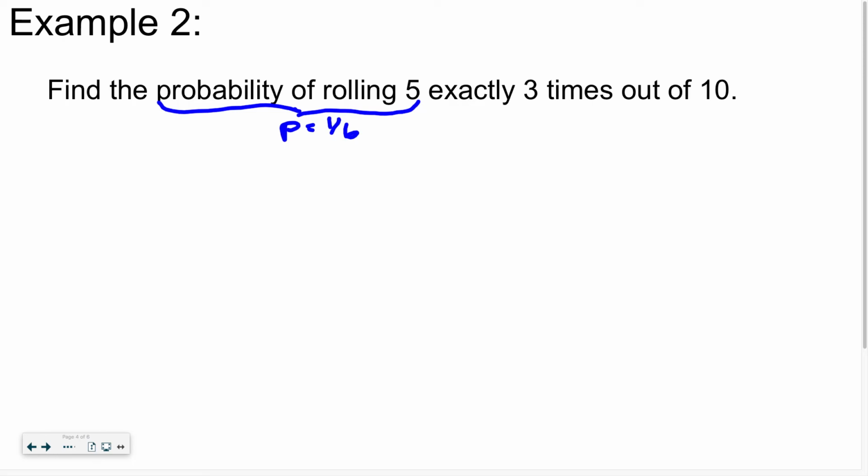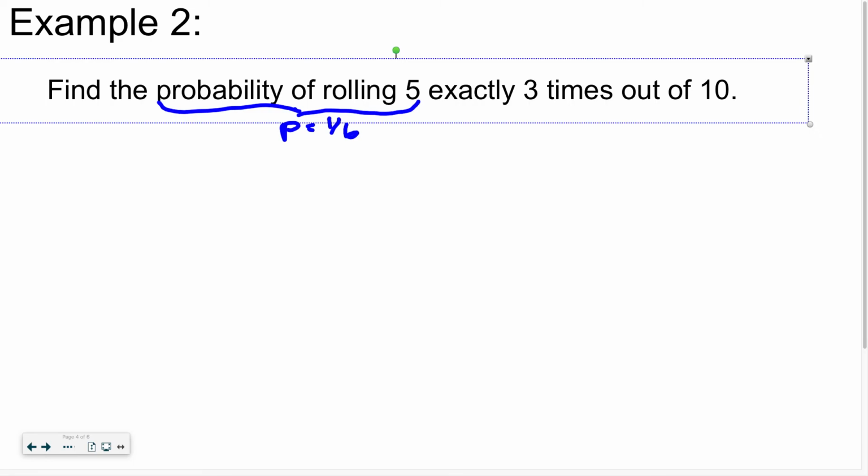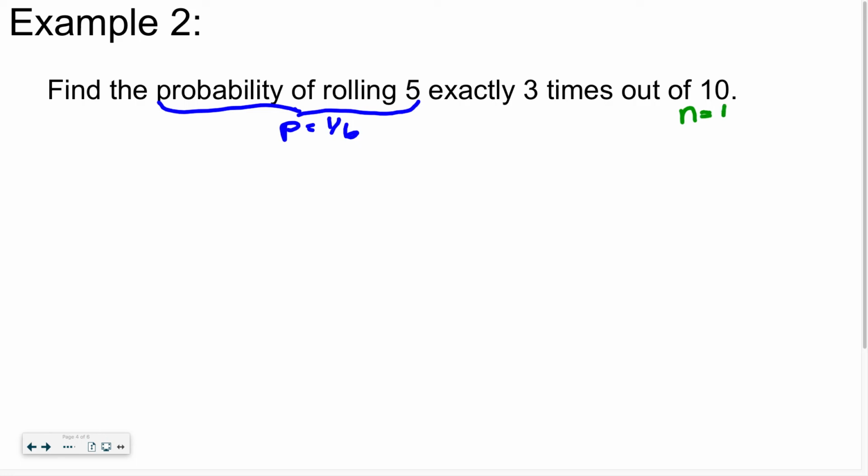But this part right here, where I want exactly 3 out of 10 trials, those are going to be my n's and my k's. So how many trials am I running? 10. Okay. These are my number of trials. How many successes do I want? 3. So that's my k. Which means what about failures? There are 7 failures because there's 10 trials. So 7 times I don't roll a 5.